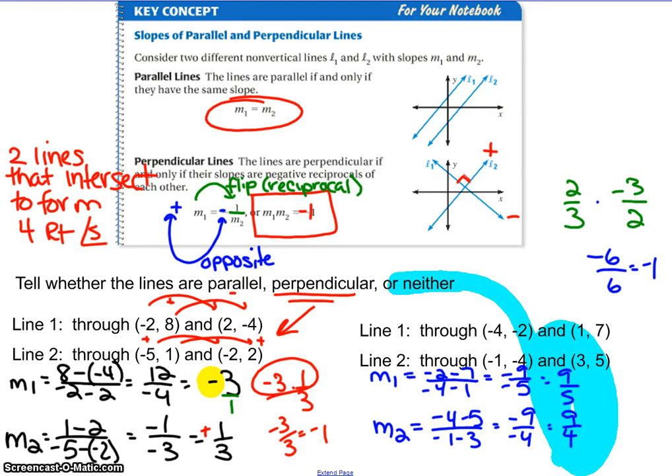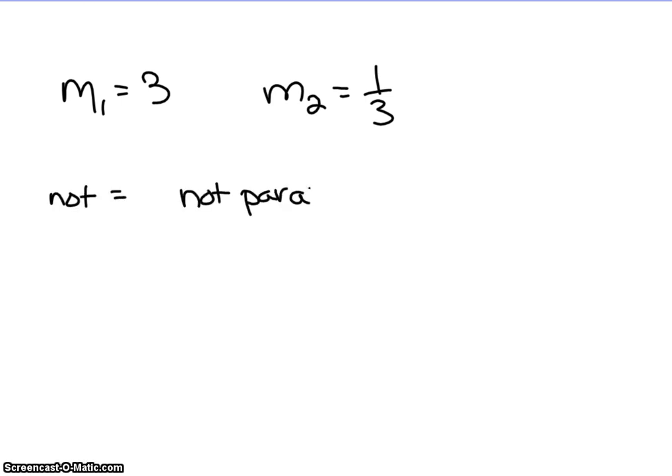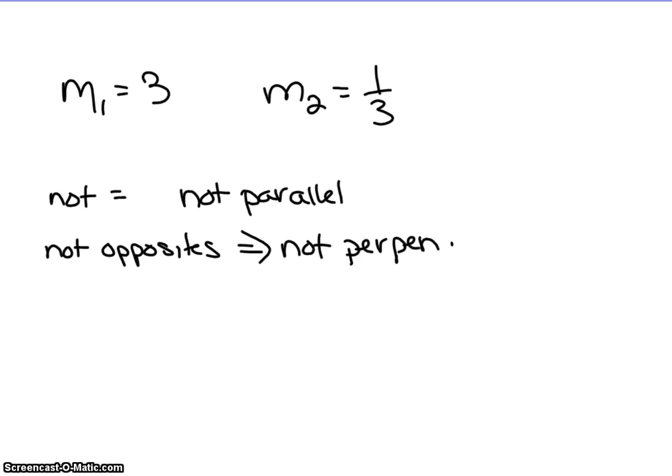Now, one of the places we catch you from time to time is if I give you a situation where the slope of line 1 equals 3 and the slope of line 2 equals 1/3. Not equal, not parallel. Now, people think because they're reciprocals that they're perpendicular, but they're not opposites. Therefore, they're not perpendicular. So be careful with that situation as well.